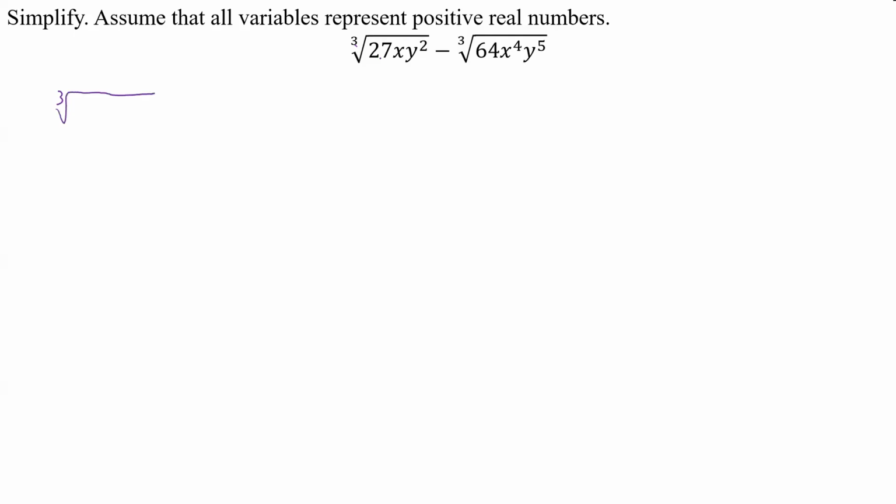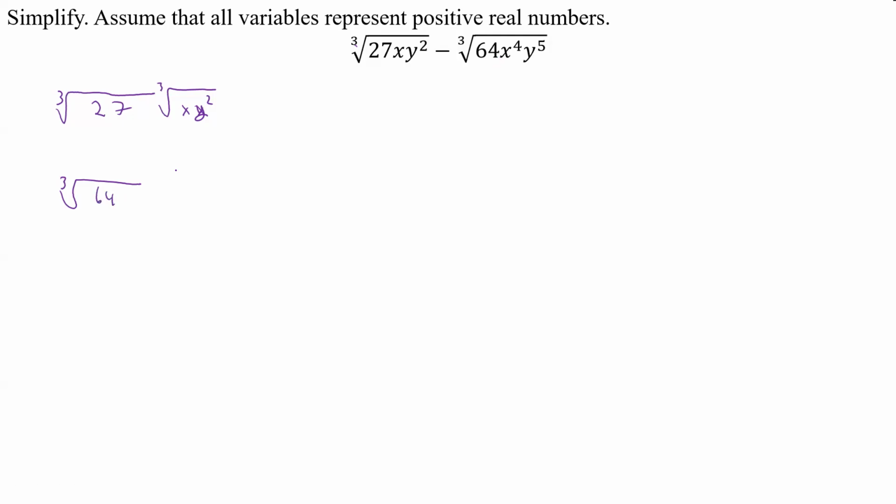Well, if we think about what is 27, that's 3 times 3 is 9, times 3 is 27. So that's going to be the cubed root of 27. And then we still have the cubed root of x, y, y squared. Now both of those are smaller than 3, so we'll just leave it as that. Now this one is the cubed root of, well, 64 is 4 times 4 is 16, times 4. So that's going to be the cubed root of 64.